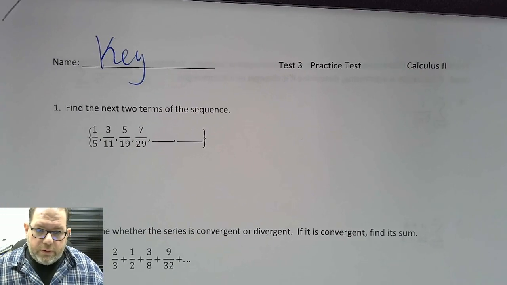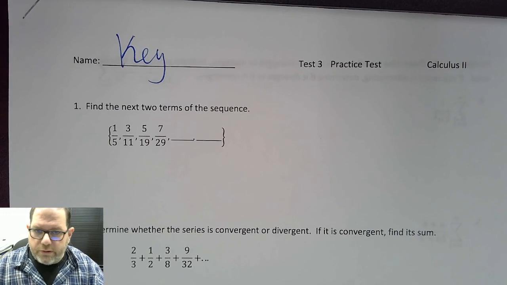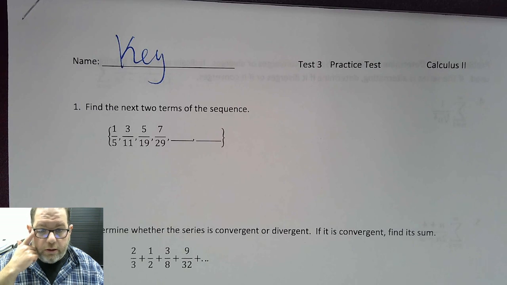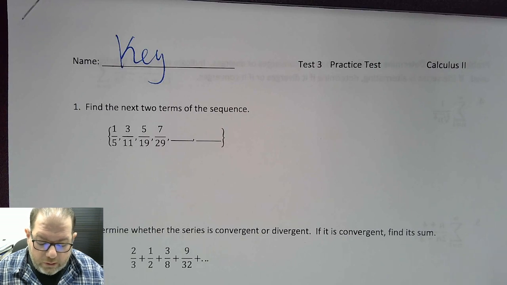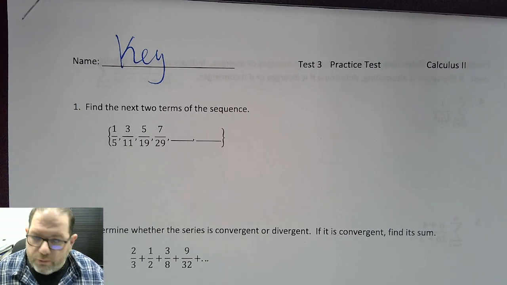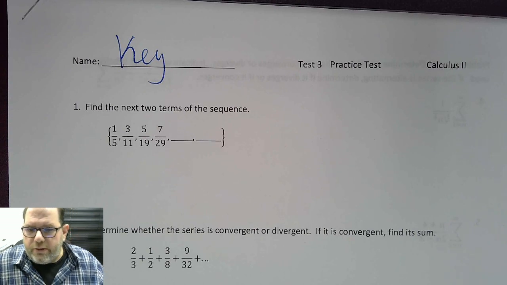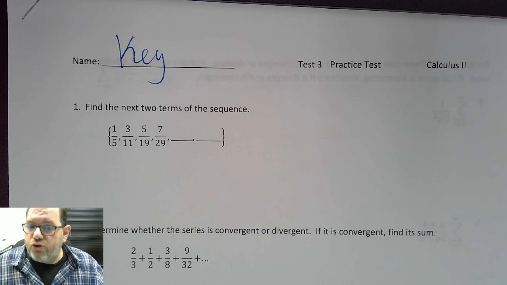Okay, we're looking at the Test 3 practice test. To start with, we're identifying the next two terms of a given sequence. Now, we're not going to make this crazy like some of the ones we looked at back in 9.1. You can anticipate this will be either a common number being added, or a common multiple, or a scaling addition, which we see in the denominator here.